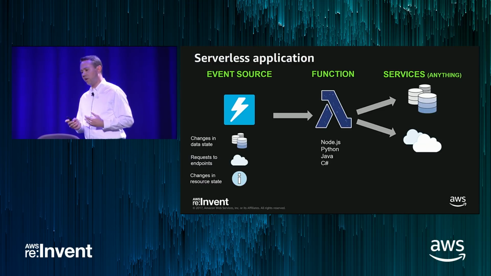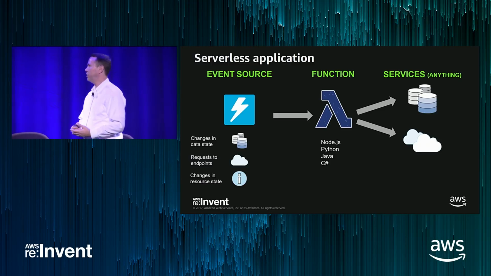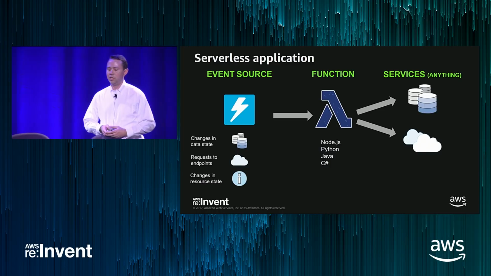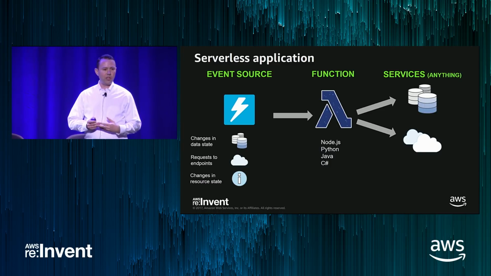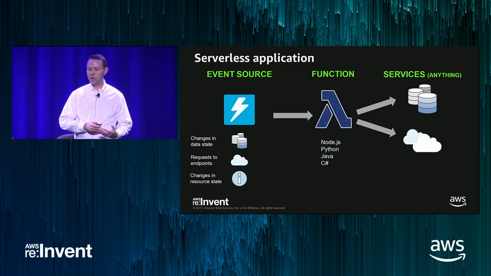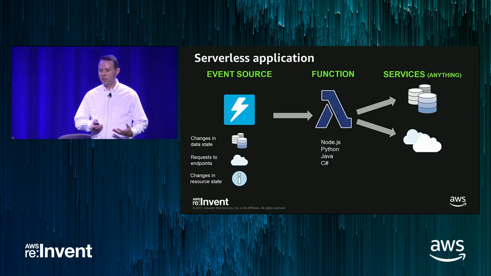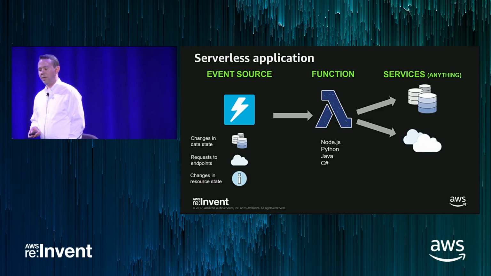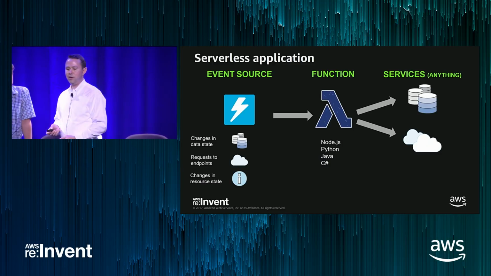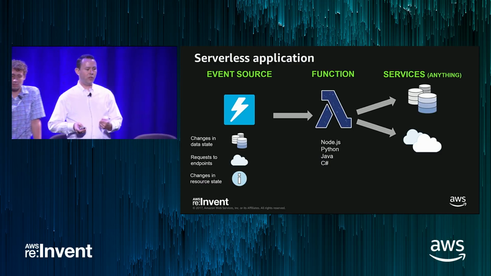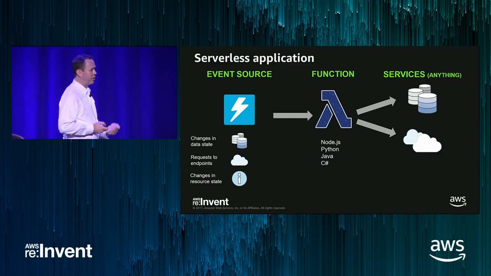And so let's just talk about what a serverless application looks like briefly. So you've got an event source. Serverless applications tend to be event-driven architectures, right? So that event could be a change in a data source, like someone has uploaded an object to an S3 bucket. It could be a request to an API Gateway endpoint. It could be a change in a resource state. Maybe AWS Config noticed that you made a configuration change on one of your cloud resources.